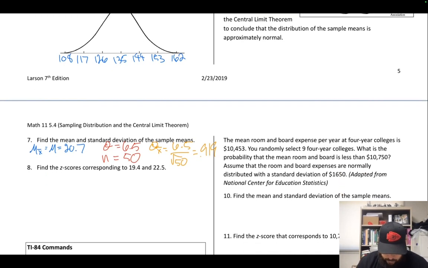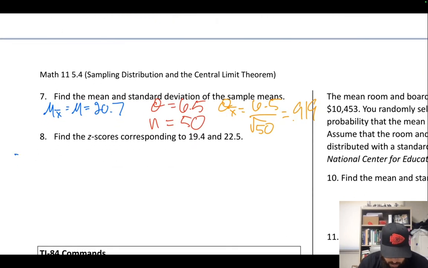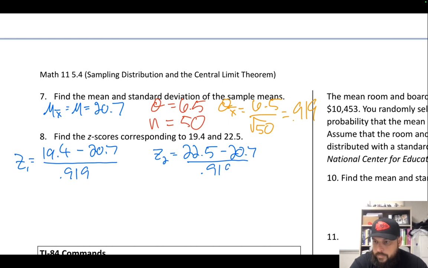And now we can find our z-scores for each of these individually. So z equals our value, so 19.4, minus our mean, which is 20.7, over our standard deviation of the sample means, or our standard error, 0.919. And our second z, we call it z2, we have 22.5 minus 20.7 over 0.919.